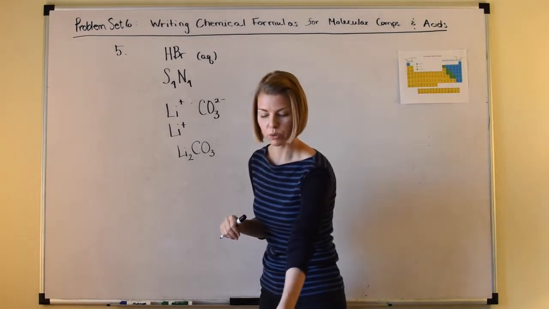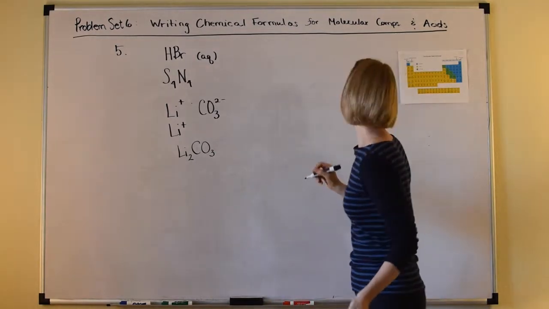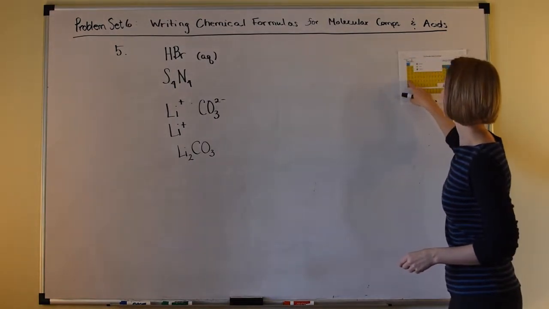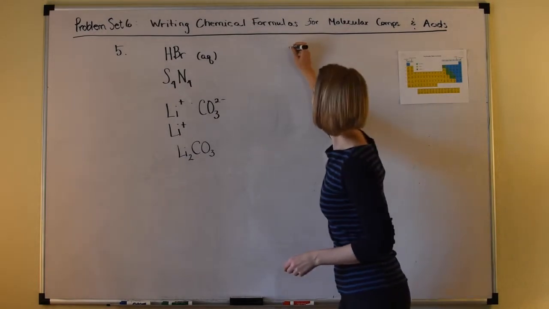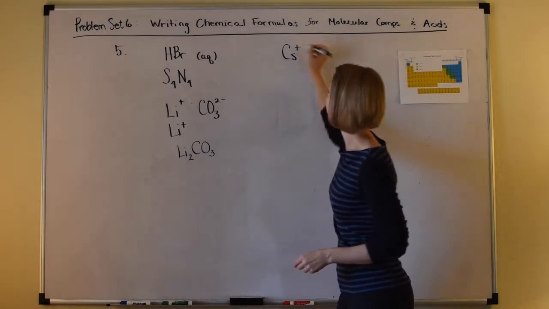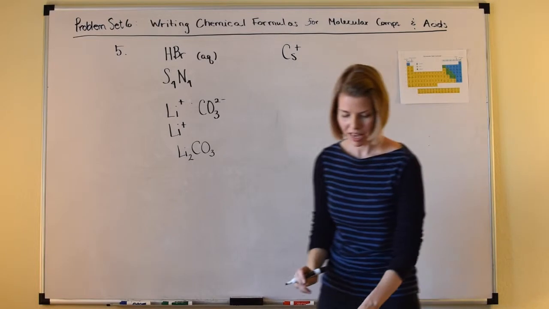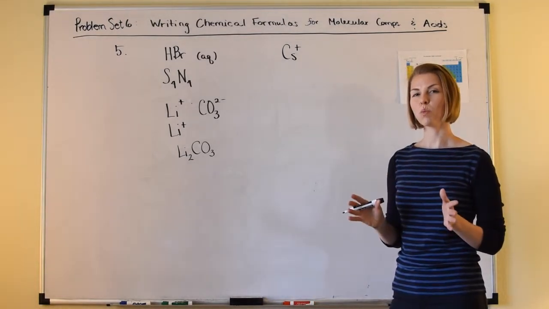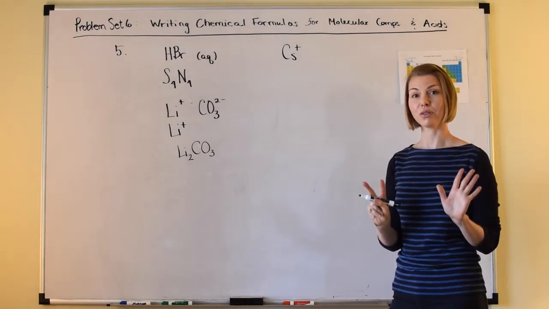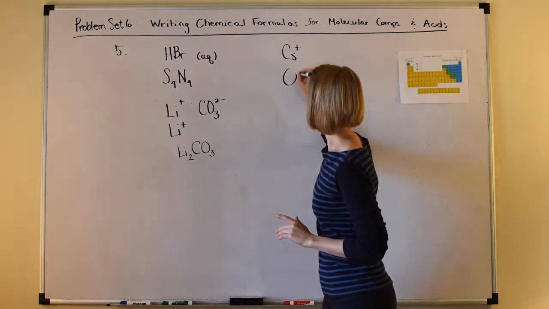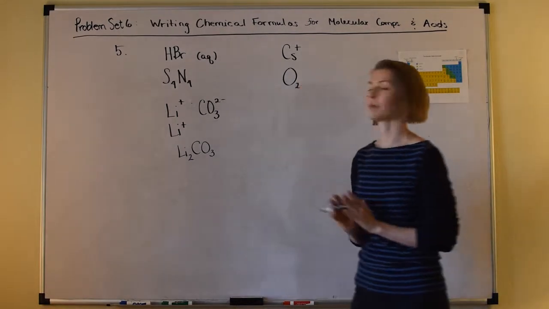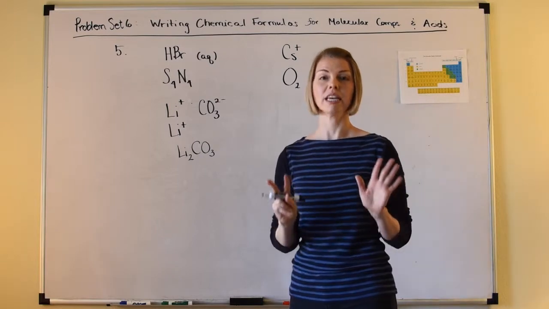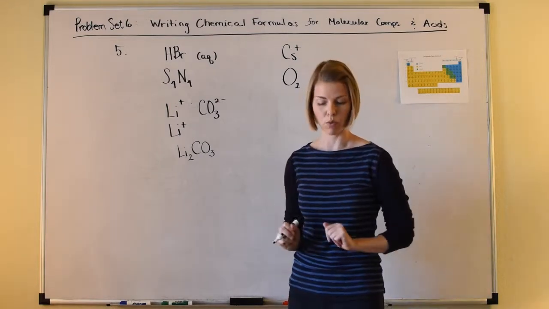All right, let's go on to cesium ion. So cesium is a group 1A metal, which means that the charge is just going to be 1+. Oxygen, a little bit tricky here. Oxygen is one of your 7 diatomic molecules, so you want to write O with a subscript 2. Remember that the 7 diatomic molecules exist in nature in this diatomic form.